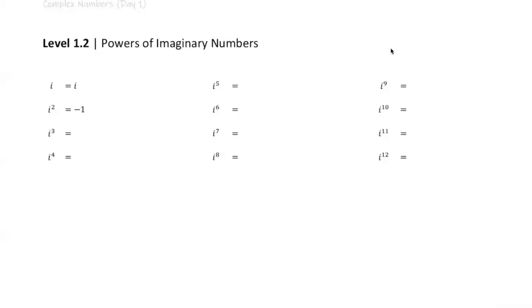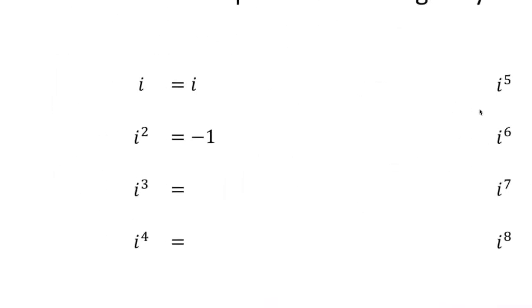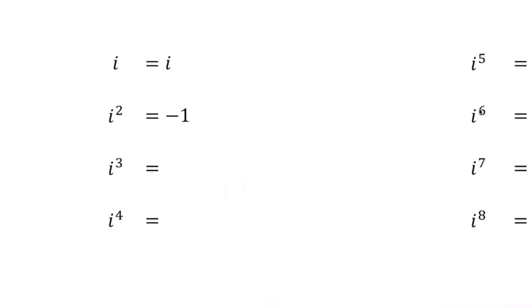All right. So now we are on to level 1.2. Now, what makes this level 1.2? It's just something different. It's not like it's hard, it's easy stuff. Now we know that it's i, right? It's just i. Now i squared. Now i squared is -1.